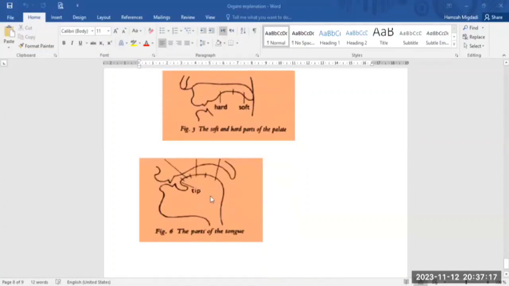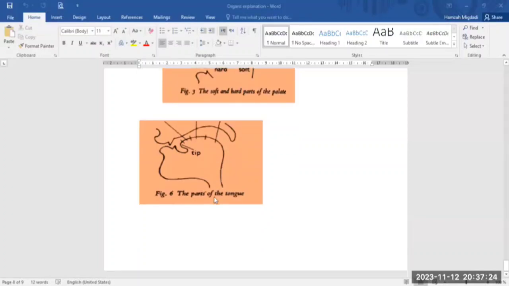Alveolar ridge. Okay. Now let's move to the parts of the tongue. How many parts do we have? Four. What are they? The back, front, and tip. After the tip, what is it? The blade. Then the front, then the back one.